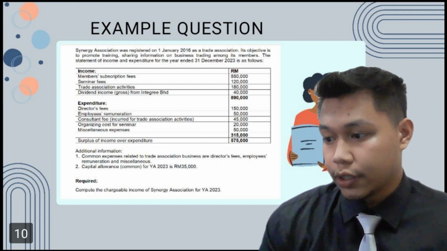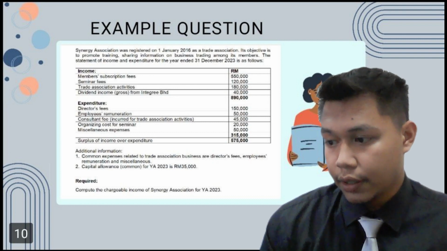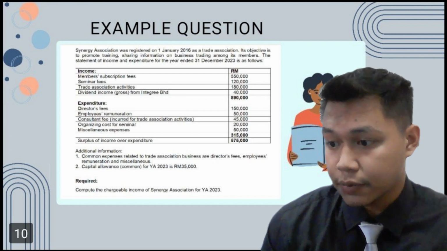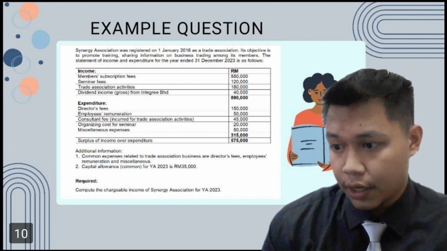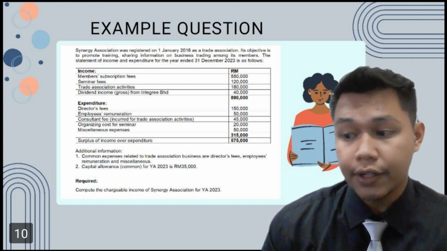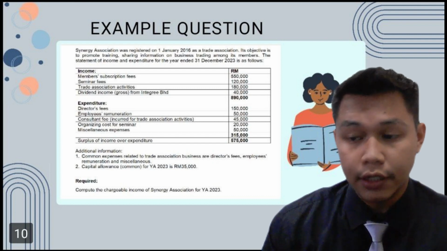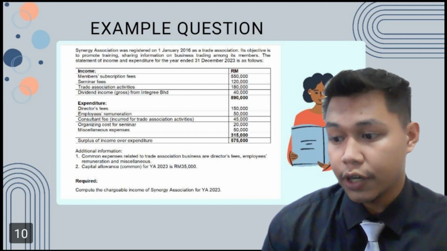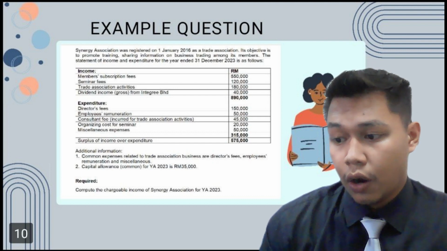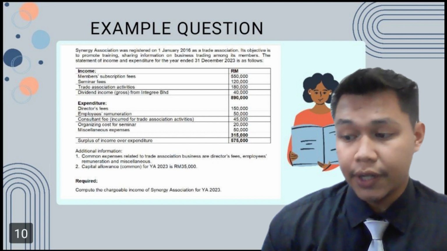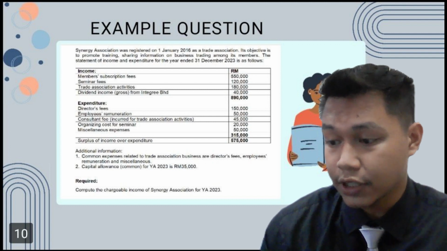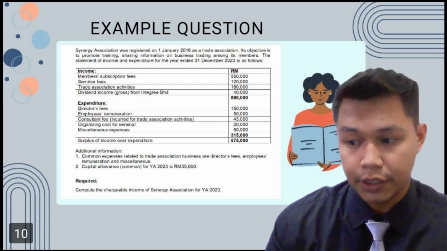For the income, the total income given is 890,000, and the details of the income are members' subscription fees, seminar fees, trade association activity, and gross dividend income from Integri Berhad. For the expenditure, we have directors' fees, employees' remuneration, consultant fees, organizing costs for the seminar, and miscellaneous expenses. This question also has the surplus of income over expenditure.